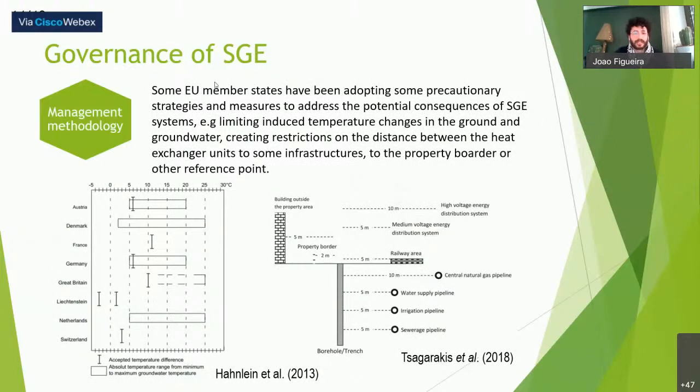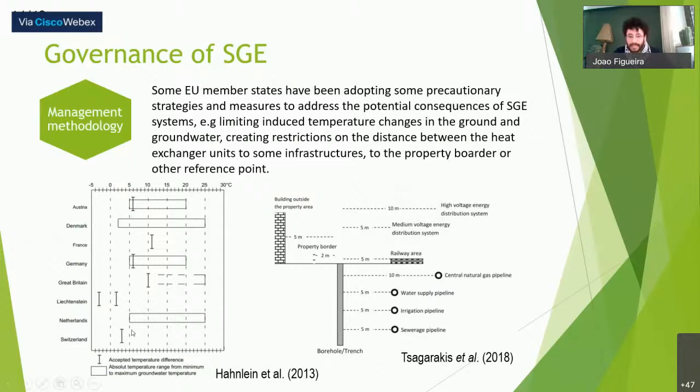And I would like also to talk about what some European member states have been doing. They have been adopting some precautionary strategies and measures to address the potential consequences of these systems. For instance, from the Haehnlein paper as well, we have here some thresholds of the accepted temperature changes in the underground. So we have here the case of Austria, Denmark, France, Germany. Some of them already have these thresholds of admitted temperature changes induced by these systems. Maybe not so strict, but it is important to have this threshold to control and prevent any detrimental consequences of the operation of shallow geothermal energy.